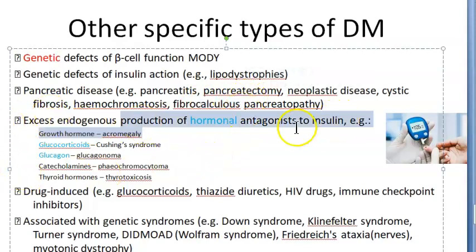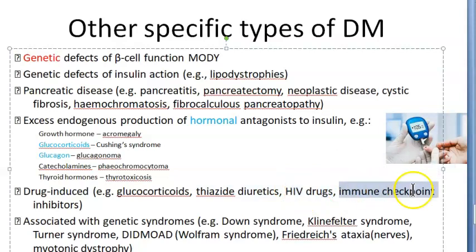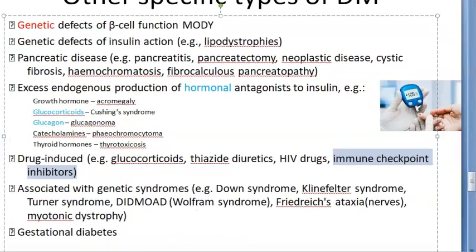Then some hormones are there which are acting against the insulin, like growth hormone or steroids or glucagon or catecholamines or thyroid hormones. Okay, then drug induced, some drugs this person is taking which is causing the problem, that is steroids, that is glucocorticoids, thiazide diuretics, HIV drugs, some cancer drugs, etc. Then he has some genetic syndromes because of which he has diabetes, like Down syndrome, Klinefelter syndrome, Turner syndrome, DIDMOAD, that is Wolfram syndrome, that is diabetes insipidus, diabetes mellitus, optic atrophy, deafness, then Friedreich ataxia, that is some problem with the nerves, then myotonic dystrophy, gestational diabetes and pregnancy because of insulinase enzyme being more.